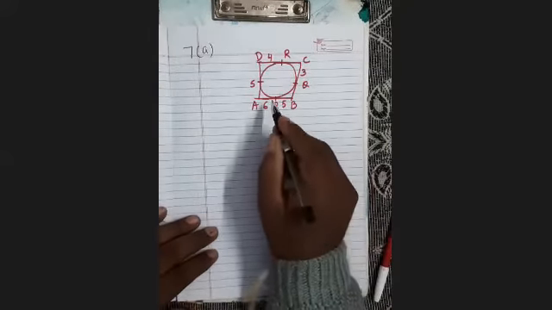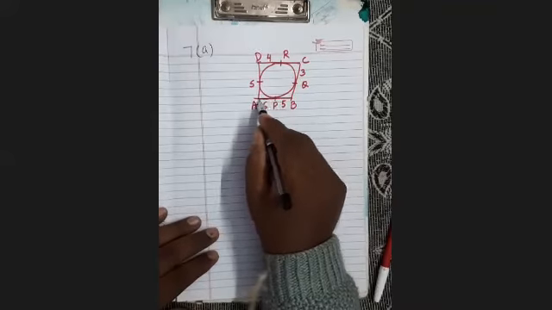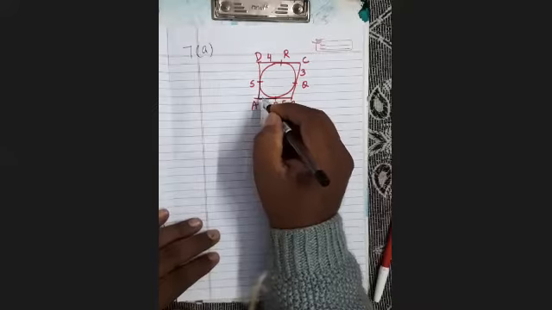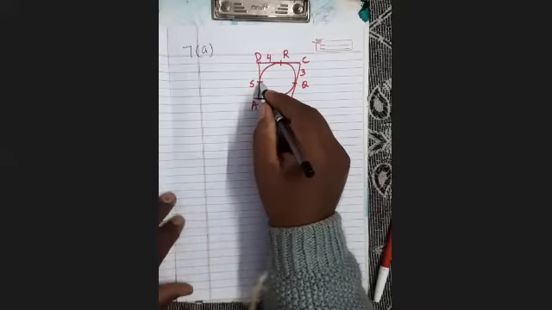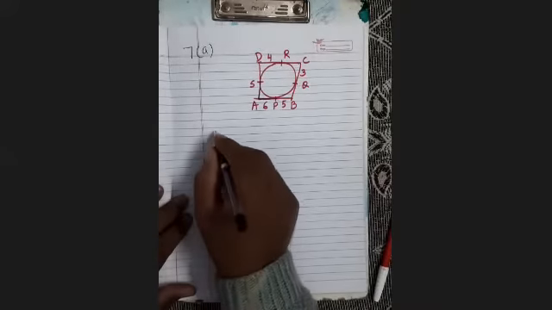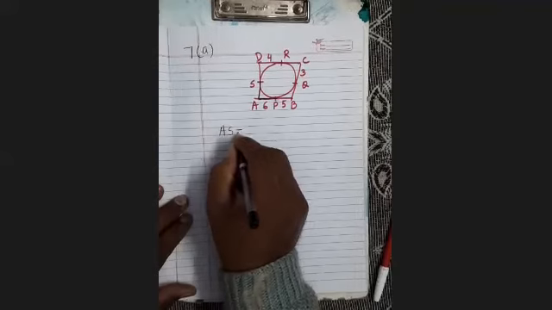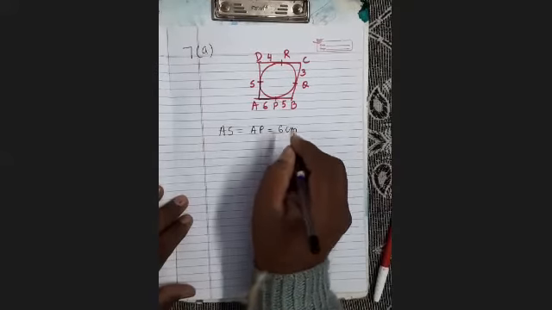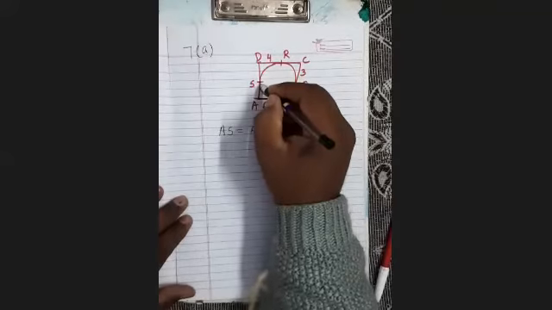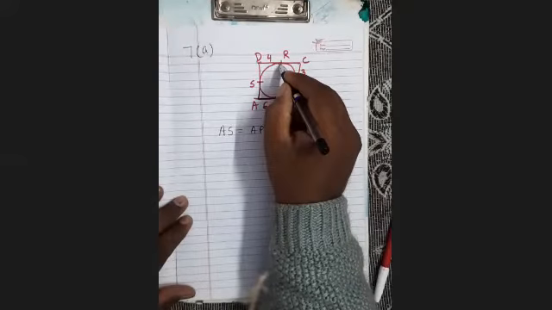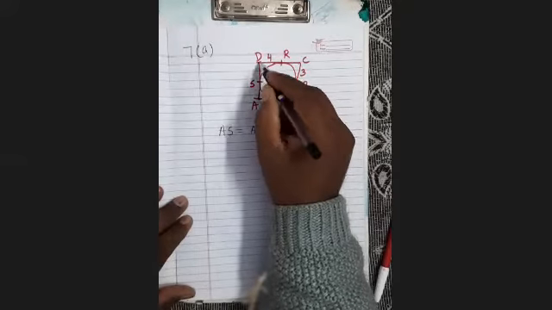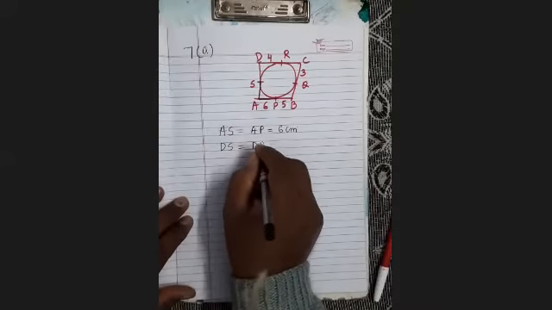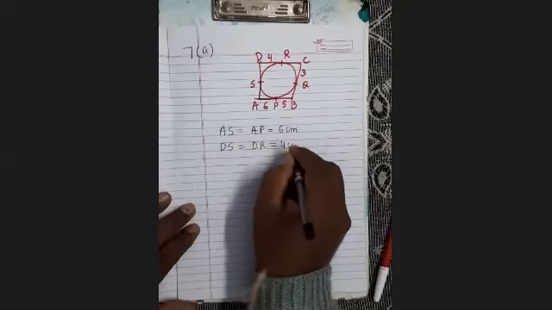So देख लो, ये AP कितना है 6 है, तो AS भी कितना हो जाएगा 6, because AP and AS are tangents drawn from external point on the same circle. So AS equals to AP equals to 6 centimeter. It's clear. Similarly, DS will be equal to what? DR. Tangent drawn from external point on the same circle. DS equals to DR equals to 4 centimeter.